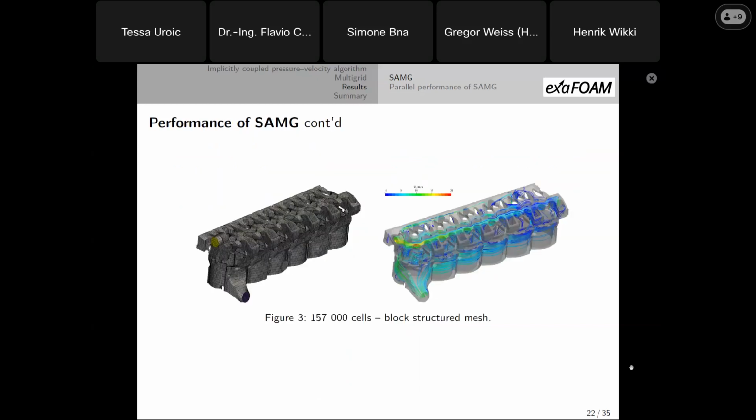Okay, now let's look at the performance a bit. All of these cases are for the implicitly coupled solver with comparison of different linear solvers. For this case, this is a case of flow through an engine jacket. It is a block structured mesh. However, there is a bit of anisotropy in the mesh. Next slide, please.